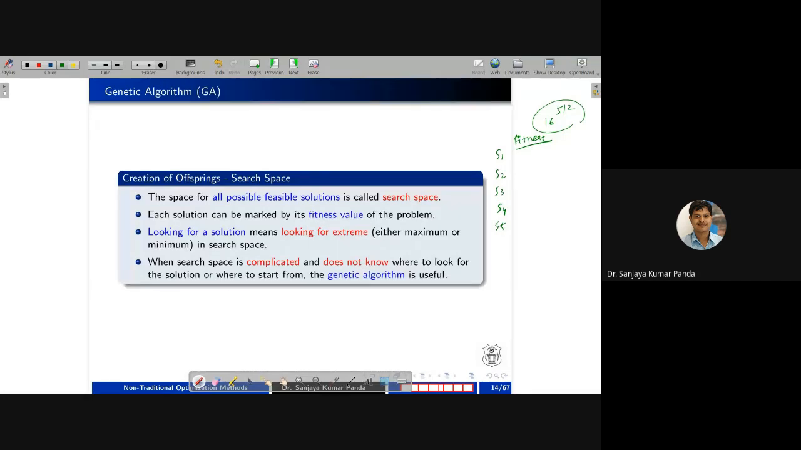Now we are looking for a solution for this particular problem. A problem is given to you, and you are solving it using an optimization method, right? Looking for a solution means looking for an extreme. Either you want to maximize, then you find the maximum fitness, or if you want to minimize, then you take the minimum value in the source space. When the source space is very, very huge and too complicated, you cannot find the solution in your lifetime, and you also don't know where to look or where to start from. In that case, genetic algorithm or any optimization method you can apply to your respective domain. Where the number of solutions is very, very small, don't apply the genetic algorithm in that domain.